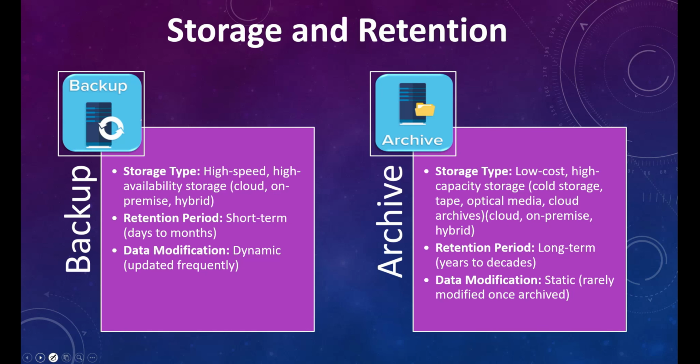If you see the difference in terms of storage type, definitely you need high speed, high availability storage here, because you're talking about data that needs to be accessed very frequently, right? That's why you need high speed and high availability. It might be in cloud or on premise, or a combination of both, like hybrid. And the retention period is usually short term, as I was mentioning in the previous slide. It might be days or months.